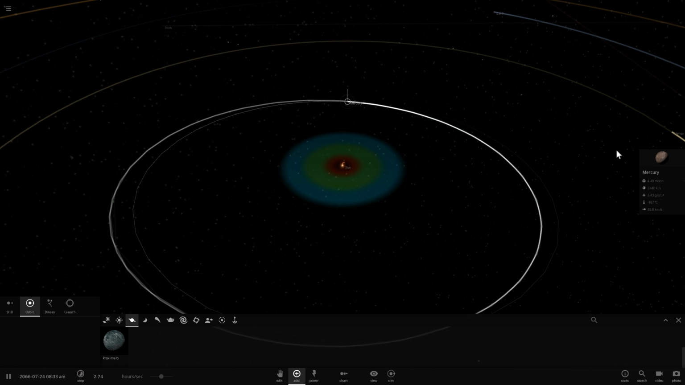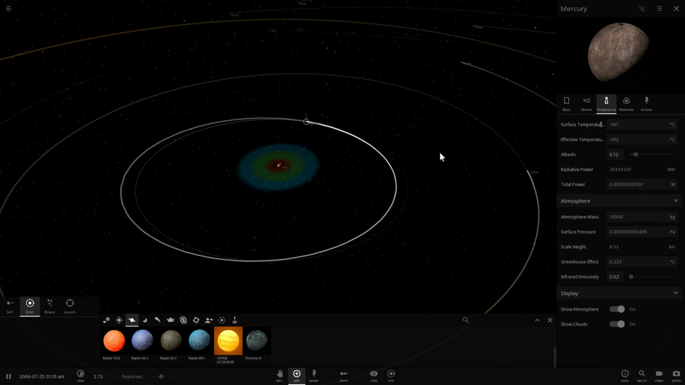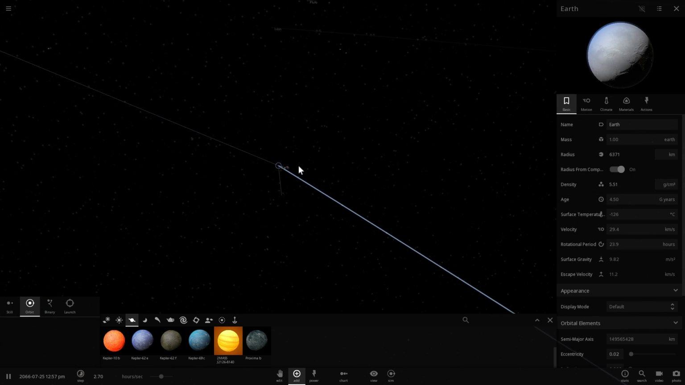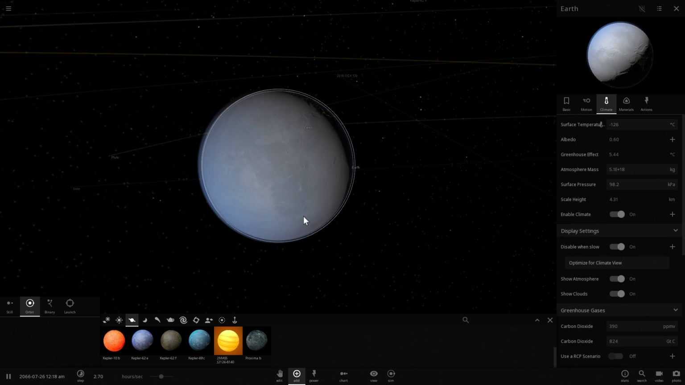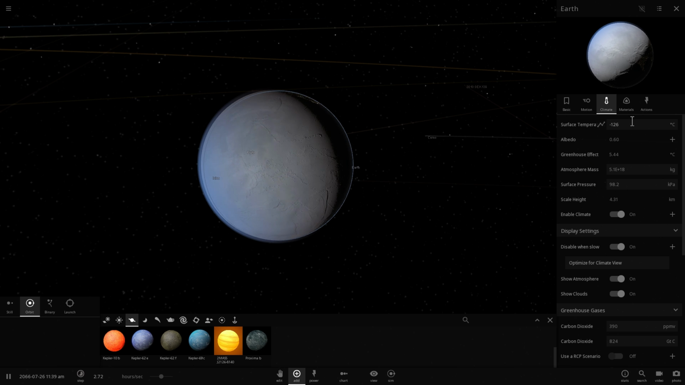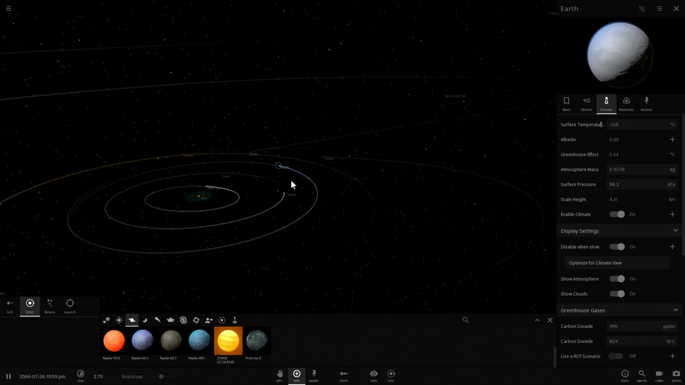Mercury is right outside of it, meaning that even Mercury, that used to be super, super hot, is now at a chilling minus 187 degrees Celsius. Earth is an ice ball. Earth is ridiculously cold. It actually cooled down within about 5 years after I changed the sun. And the temperature here is minus 126 degrees Celsius. Everything else will obviously be just as cold.